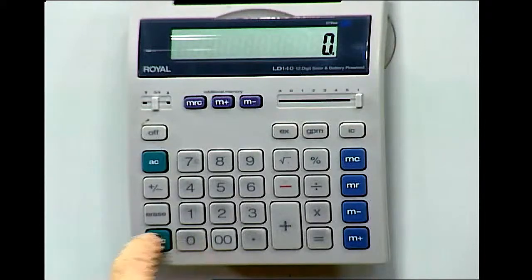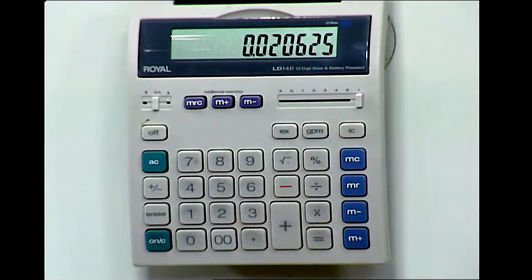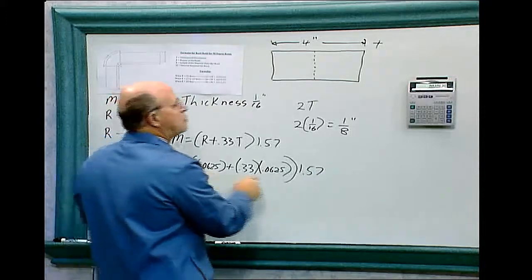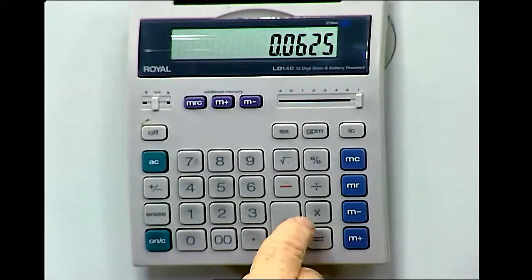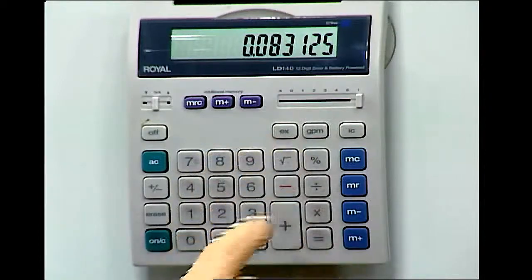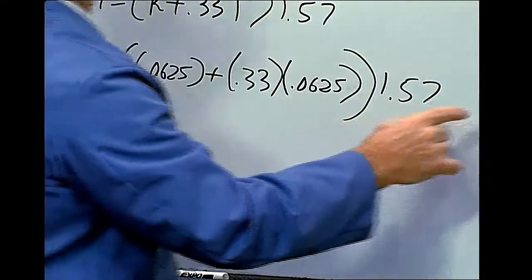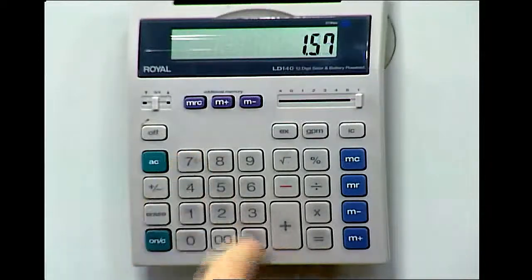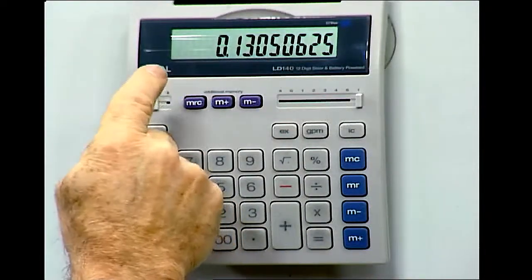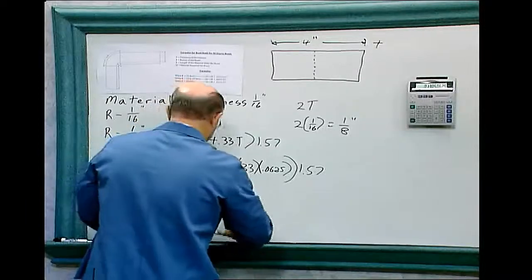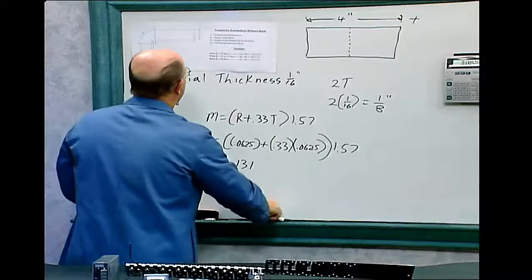We'll first multiply 0.33 times 0.0625, and that equals, and we have to add over here another 0.0625. That's plus 0.0625, and that equals 0.083125, and we have to multiply that entire parenthesis by 1.57, and that equals 0.1305, and we'll round that, so M equals 0.131. So M equals 0.131, 131 thousandths of an inch.